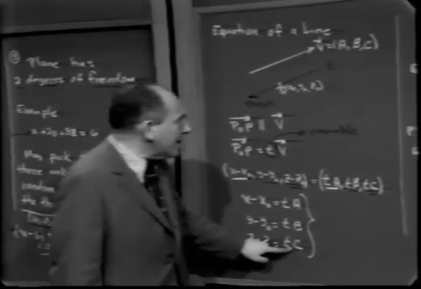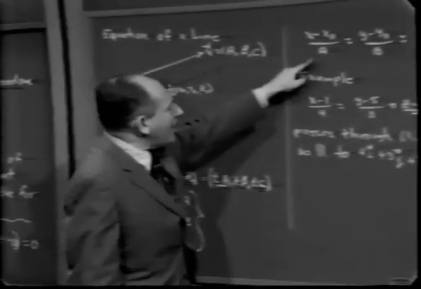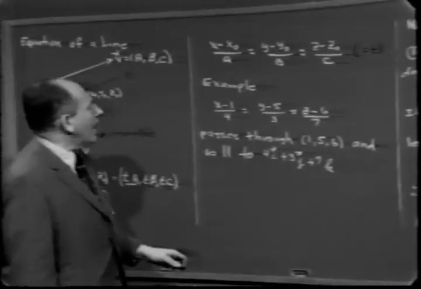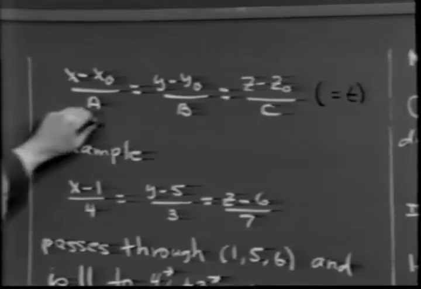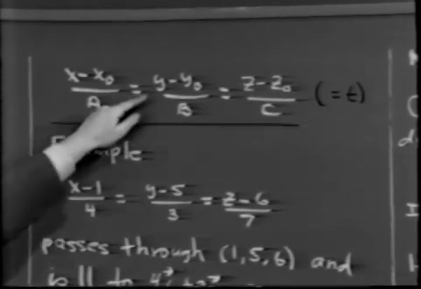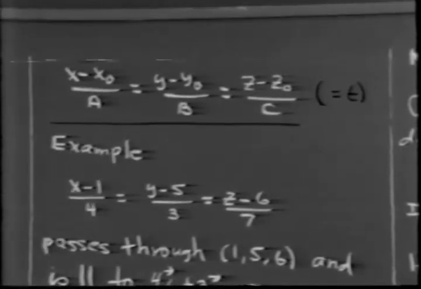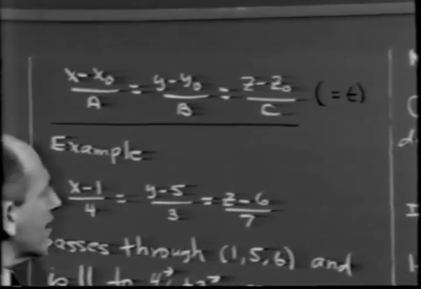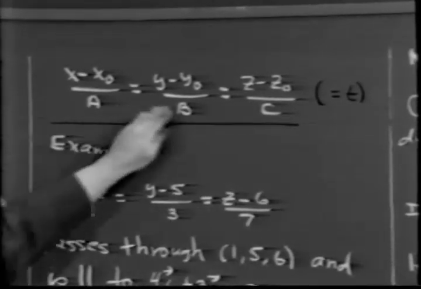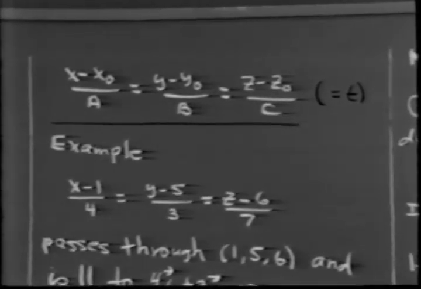But at any rate, if we now go from here to see what that says, we now wind up with the standard equation of the straight line. Namely, if you have x minus x0 over A equals y minus y0 over B equals z minus z0 over C equals some constant T, that particular form is called the standard equation for a straight line.